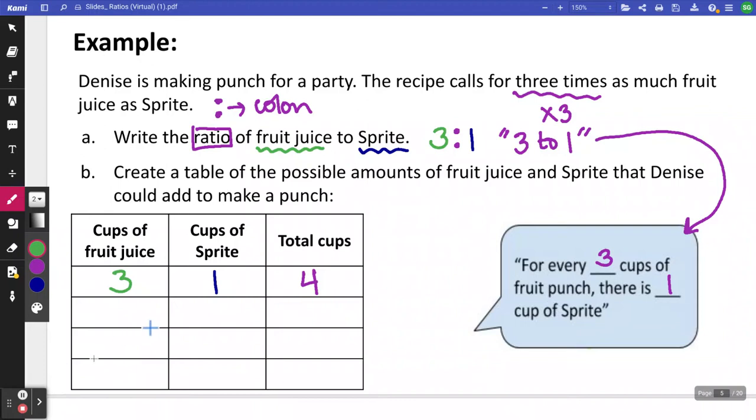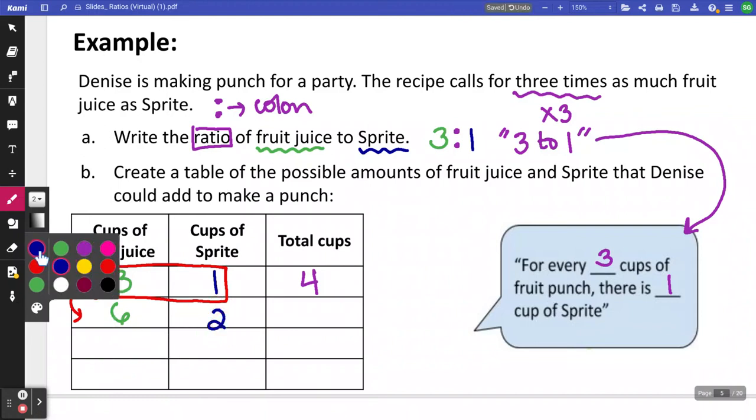When we say twice as much, when we say doubling, all of those are talking about multiplying by 2. I could take our original recipe, our original ratio, and I could double it. I could multiply that original recipe by 2. When I do that, twice as much fruit juice would now be 6 cups of fruit juice, and twice as much Sprite would be 2 cups of Sprite. That would give us twice as much punch. There would be a total of 8 cups of punch there. So I could double that recipe, and that looks like me multiplying both numbers in my ratio by 2 to get twice as much.